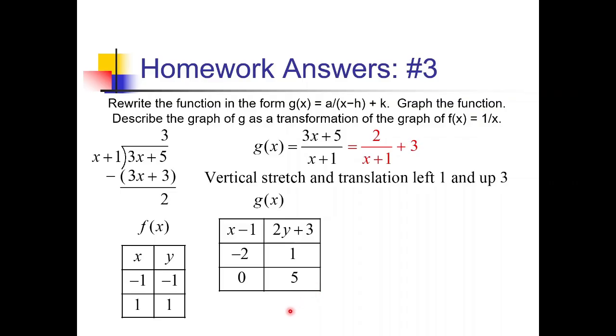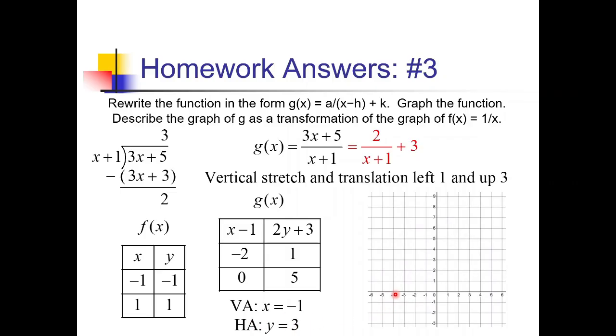For our asymptotes, the vertical asymptote got shifted 1 to the left because of this -1. So we have x equals -1 for that. And we went up 3 for the translation vertically. So that means y equals 0 is now going to be y equals 3 for the horizontal asymptote. Putting all that together, we have our vertical asymptote at x equals -1, horizontal at y equals 3.